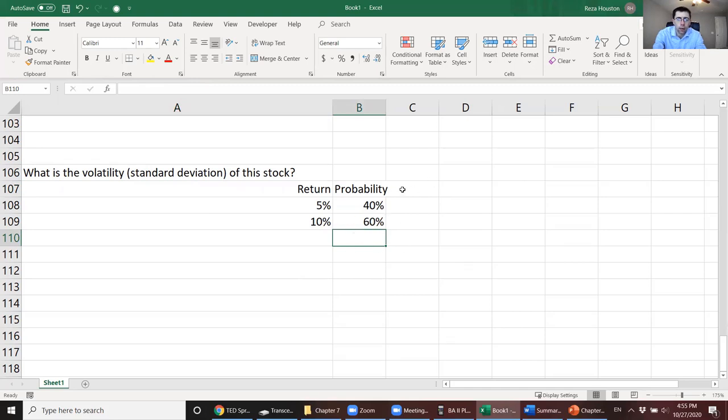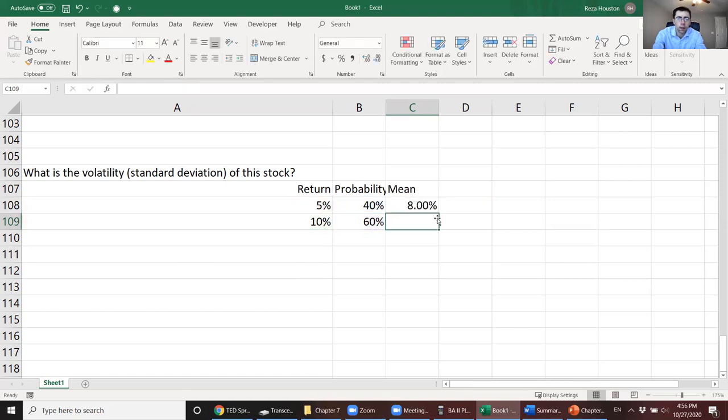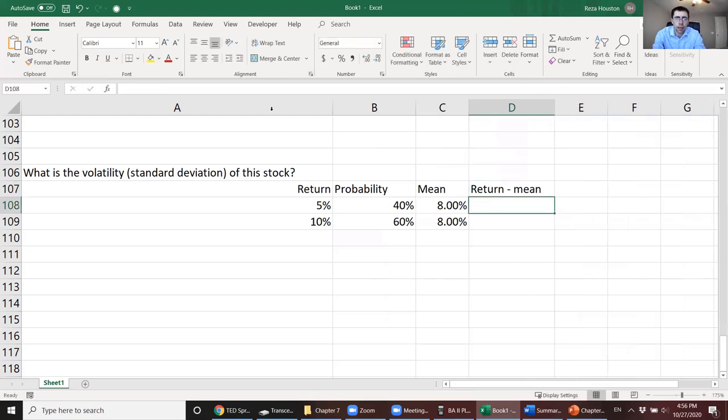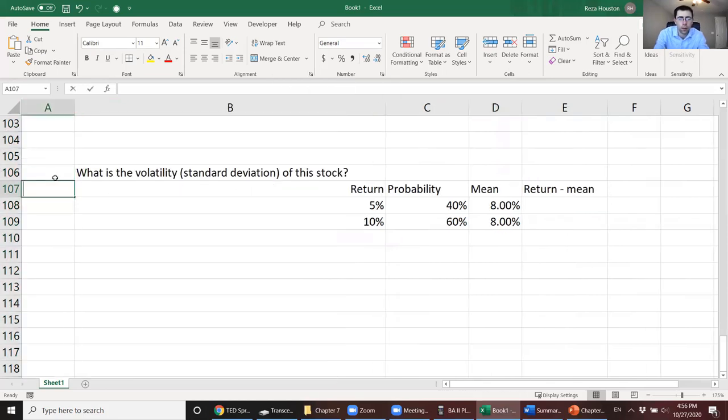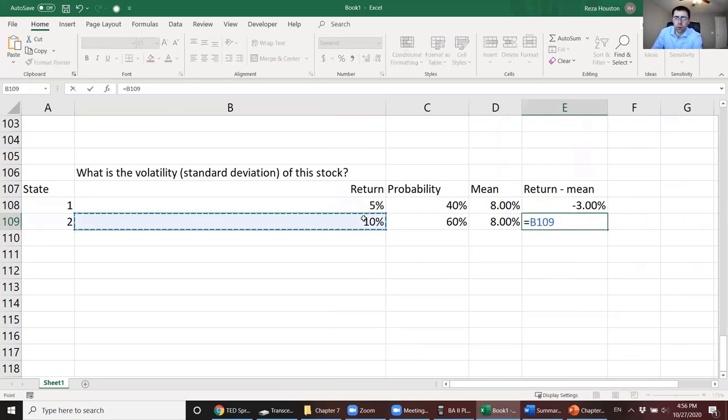So first off, get our probability of this state of the economy occurring times the return, plus the probability of the other state of the economy occurring times its return. So 8%, and I'll put 8% here too. So that's our mean. Next, we want to calculate the return in state one. I should probably just number these. Return for state one of the economy, and that's just going to be return minus mean. And for this one, it's return minus mean.